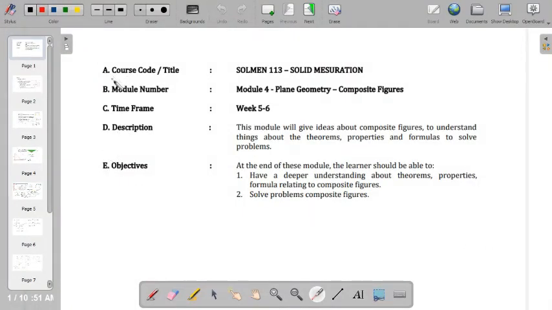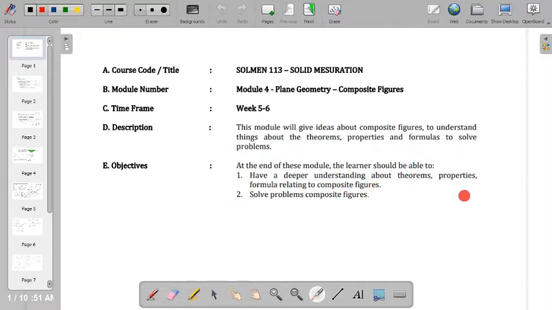Hi, I am going to discuss Module 4, and Module 4 is about composite figures. Okay, so this is about composite figures, and the objective of this video is for the learners to know how to compute the area of composite figures.